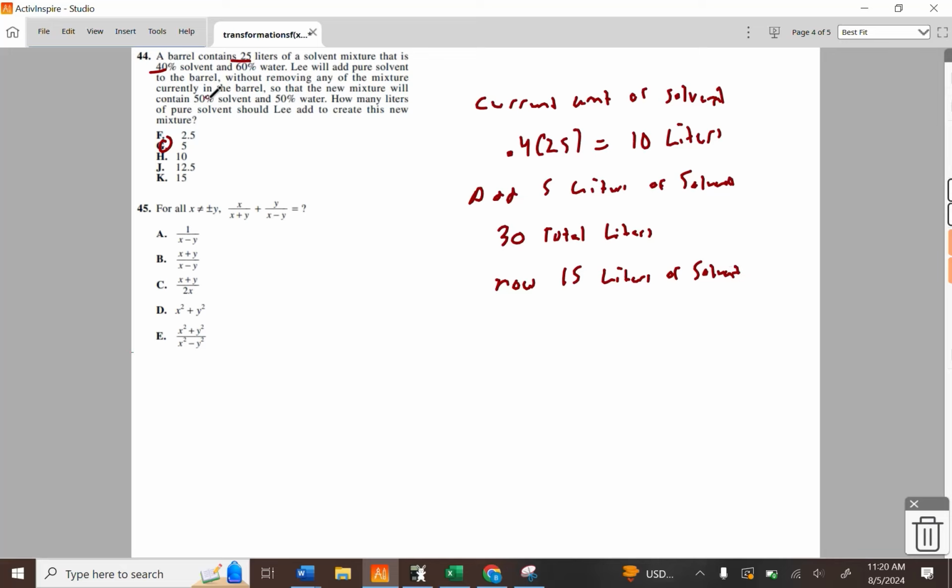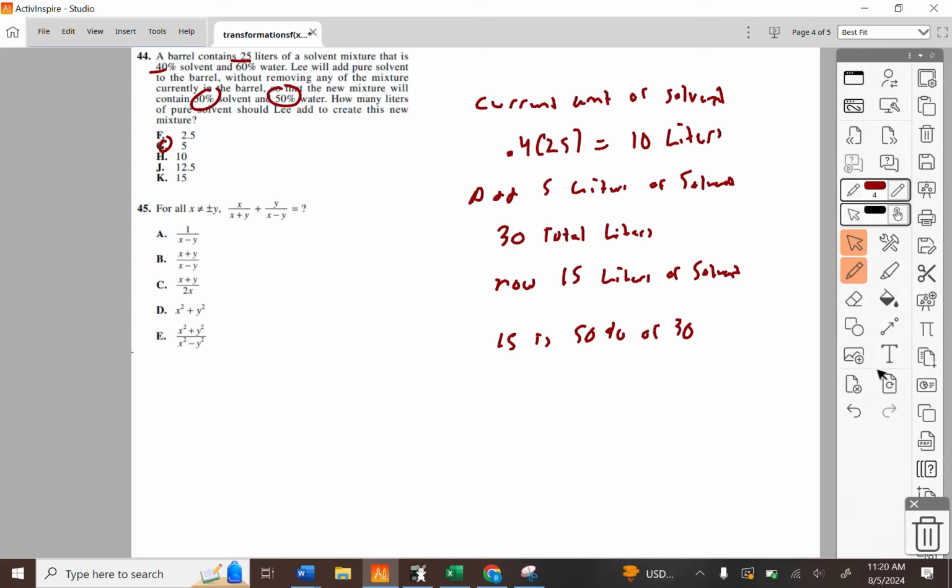And the goal was to get to 50-50, and I know that 15 is 50% of 30. Not everybody does, but there's the answer. I add 5 liters of pure solvent. You can just logically think your way through a lot of this stuff. And that's how I would do 44 if I was you. I wouldn't write an algebraic equation. I'd just plug in numbers until I get one that makes sense.